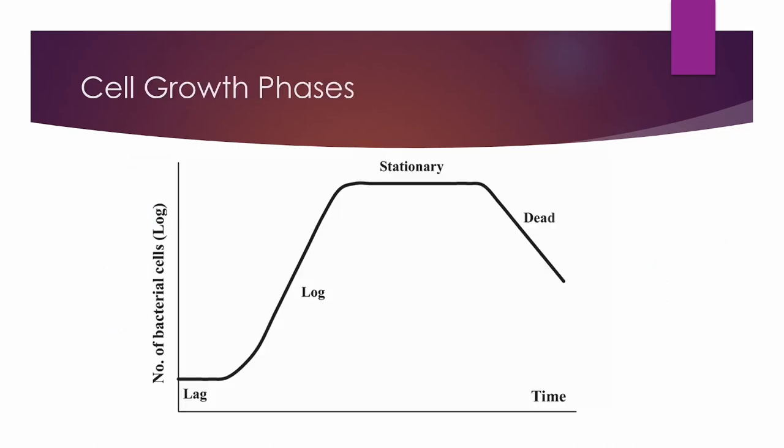Now let's talk about cellular growth phases. They go through four specific growth phases. Lag is where no growth is occurring. Log is when there's a large amount of growth occurring, using up lots of resources in the medium. Stationary is when they essentially reach their carrying capacity. And then the death phase is when there are too many bacteria and not enough resources, so they must start dying off.